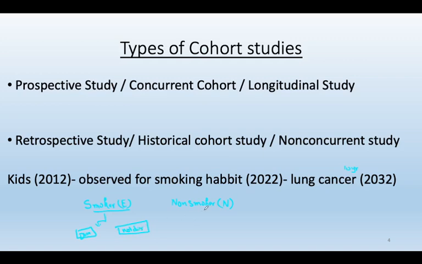All right. Similarly, among the non-smokers, there is a certain number of people who don't smoke but do suffer from lung cancer, and then there is another group who don't smoke and live a healthy life, so there is no disease. Based on this, we develop an association of whether smoking has any effect on lung cancer. So this kind of study, when done from 2012 to 2032, is called a prospective study.